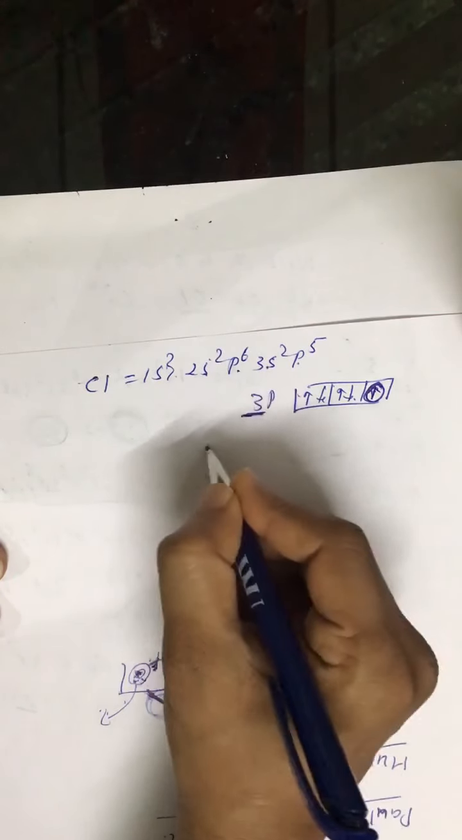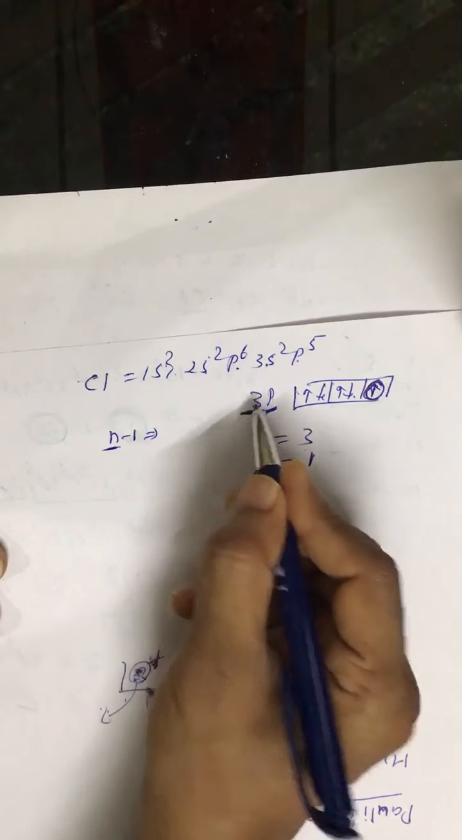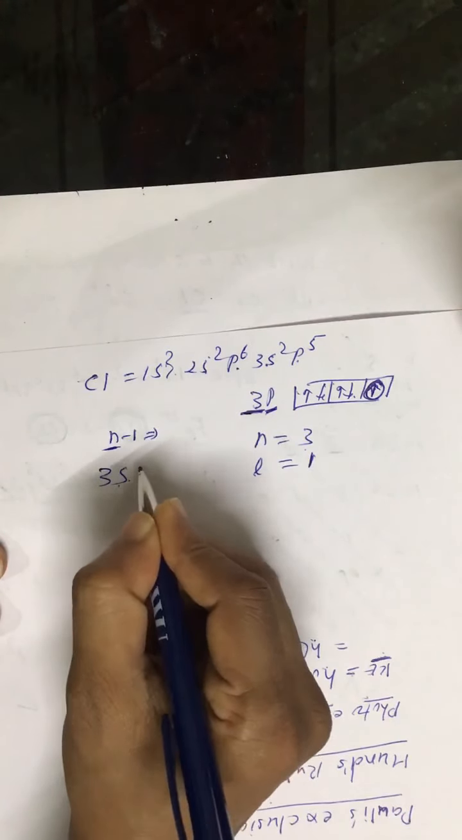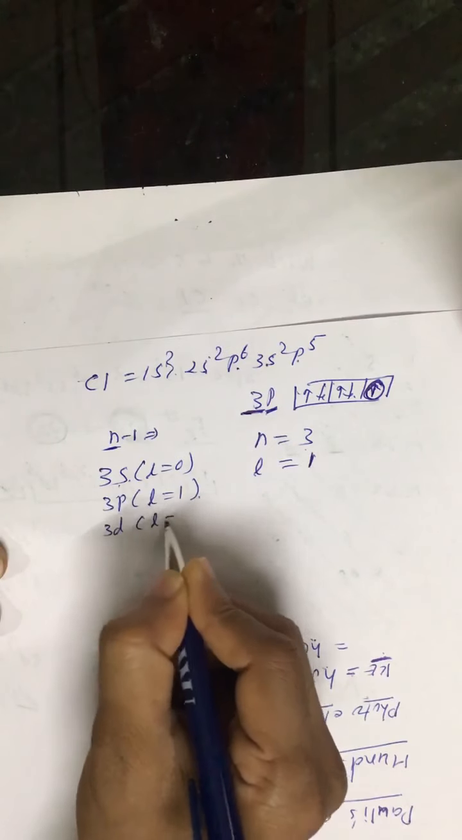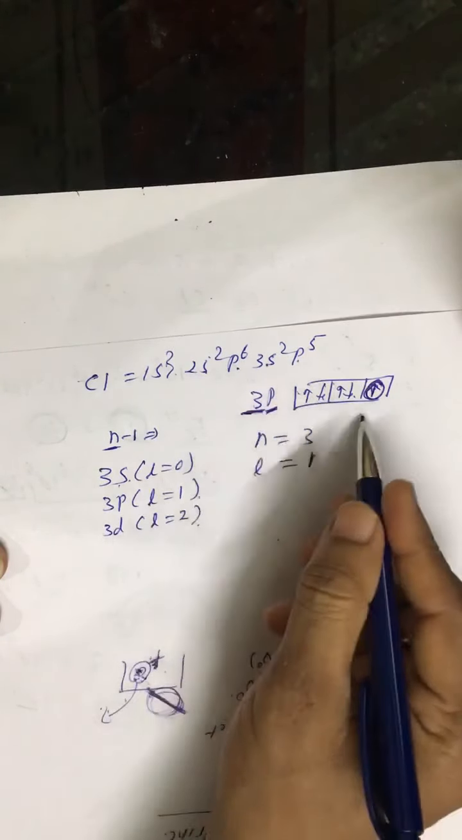This electron is present in the third shell, so n is equal to 3. This electron is present in the p subshell, so l is equal to 1. Now some students get confused, since the possible values are 0 to n minus 1. Means if the principal quantum number of an electron is 3, it can be present in 3s where l is equal to 0, in 3p where l is equal to 1, or in 3d where l is equal to 2. But here it is present in 3p.